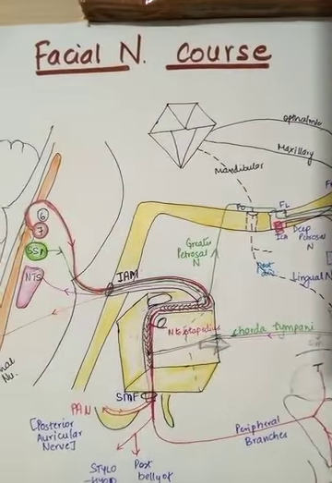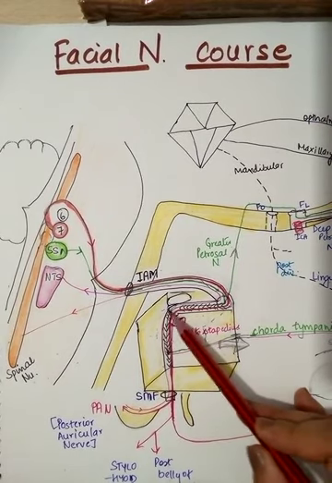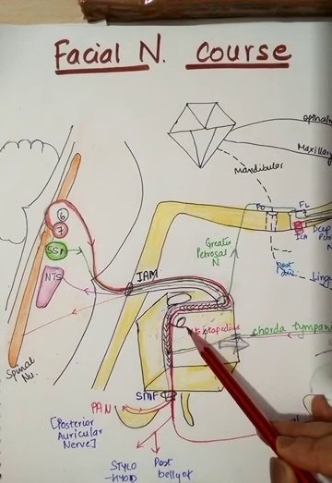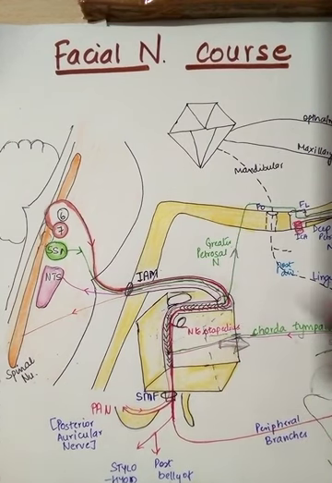Now let's look at the second branch. Now the second branch is given at the level of the second genu, which is the nerve to stapedius. The nerve to stapedius, as the name suggests, causes contraction of the stapedius muscle. Stapedius muscle is the muscle that is attached to the stapes, and it is responsible for pulling the stapes out of the oval window, thus protecting our ear from loud sounds, which is known as the stapedial reflex.